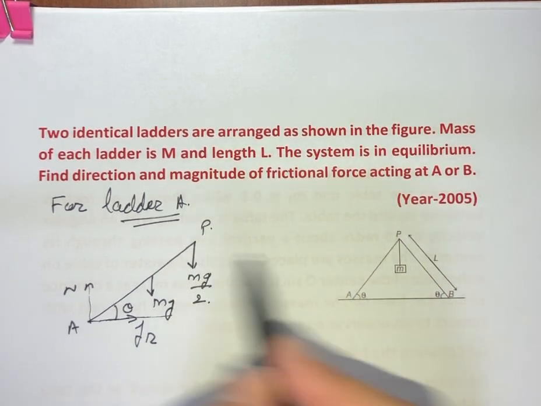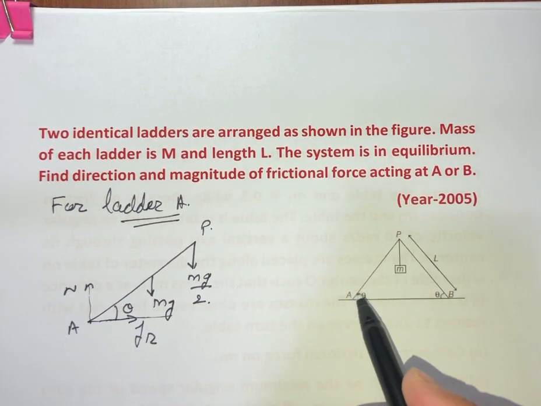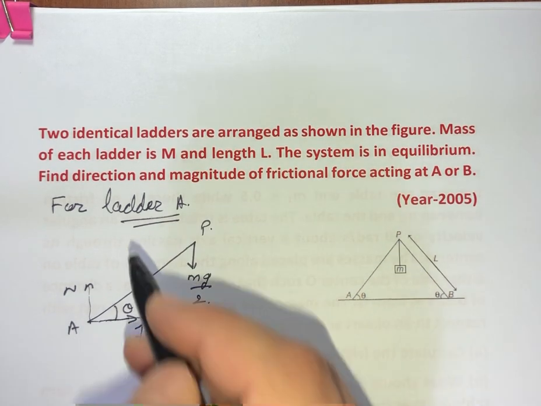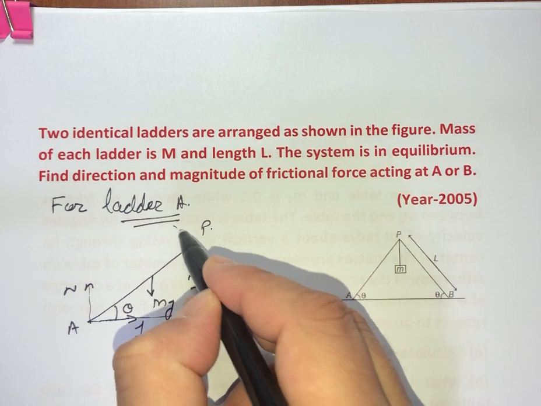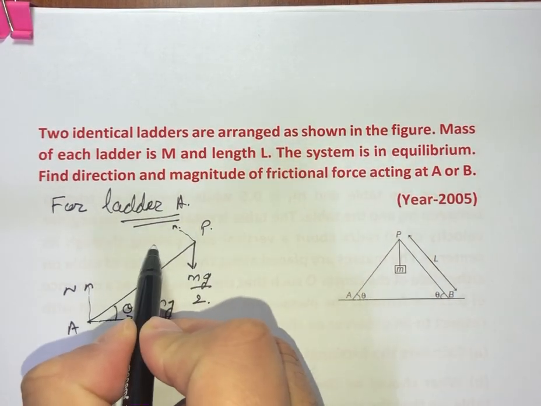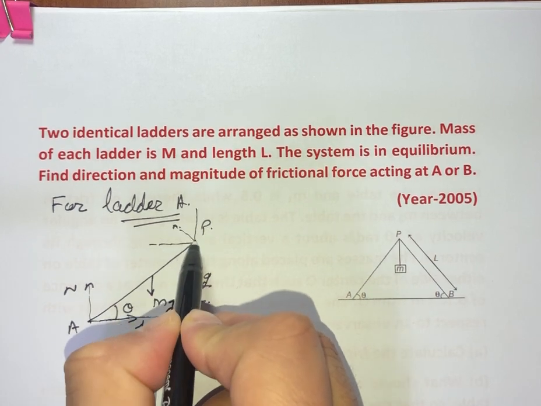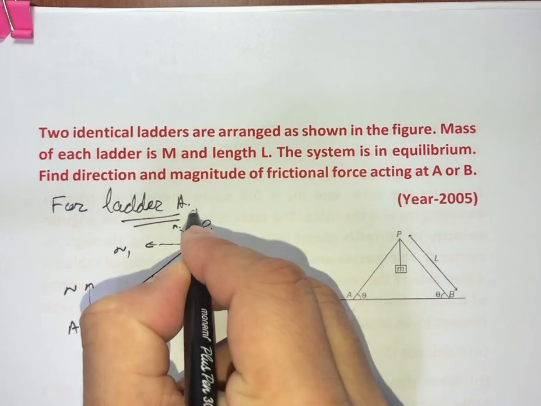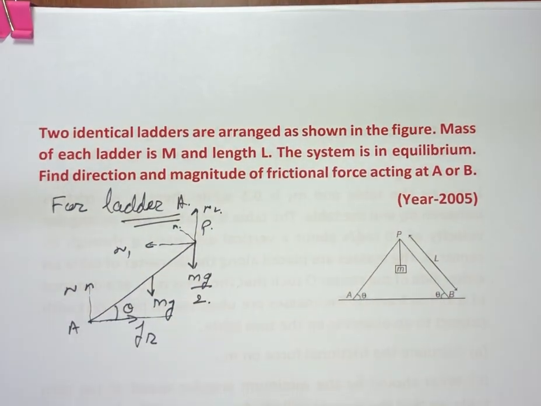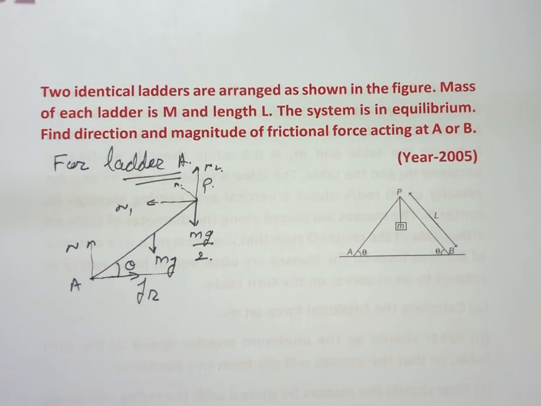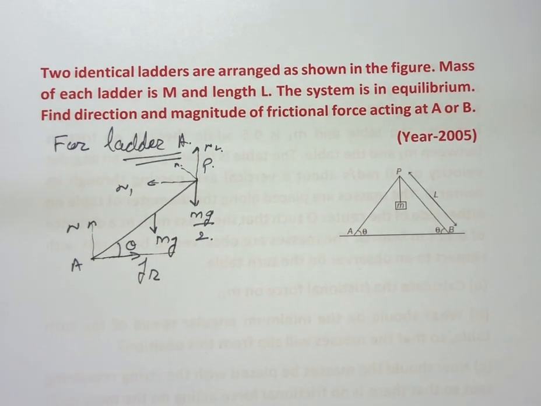And because of the contact forces of ladder A and ladder B at point P, there will be a normal in this direction, and we can divide it into two components. Let us call these components N1 and N2. So these are the forces which are acting on ladder A.